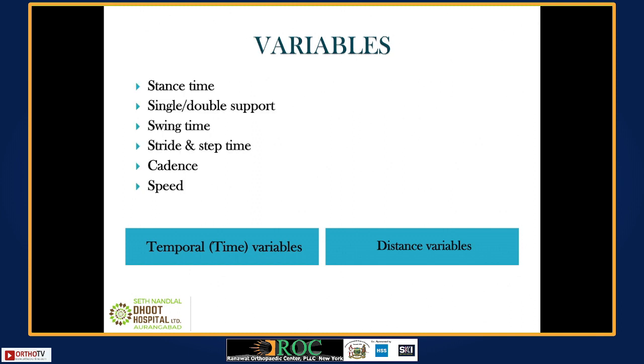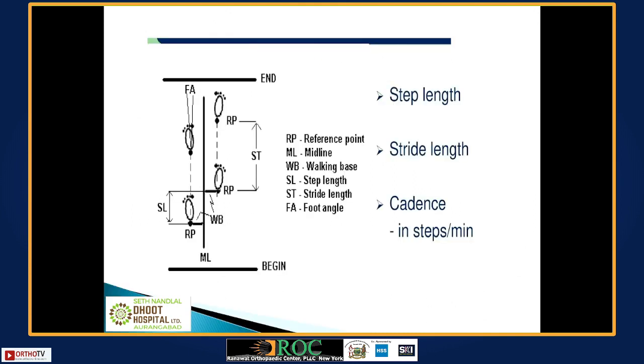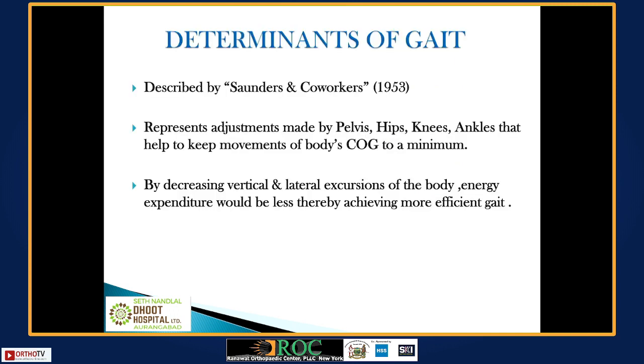So, time variables are in the form of stance time, single leg support or double support, then swing time, then stride, cadence, and speed. And the distance variables depend on the stride length, step length, and degree of toe out. This explains all the details of that, but it is beyond our today's scope.